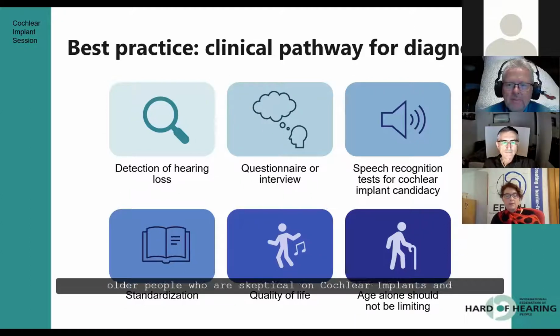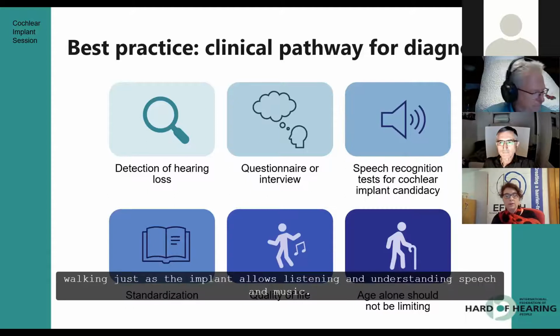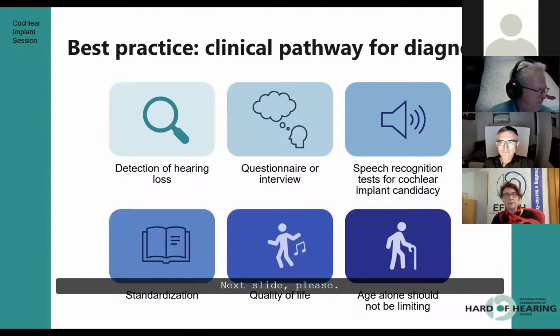There are many older people who are very skeptical about cochlear implants, and it is necessary to educate them and explain to them that an implant is actually comparable to an artificial knee, which allows walking just as the implant allows listening and understanding speech and music. Next slide, please.